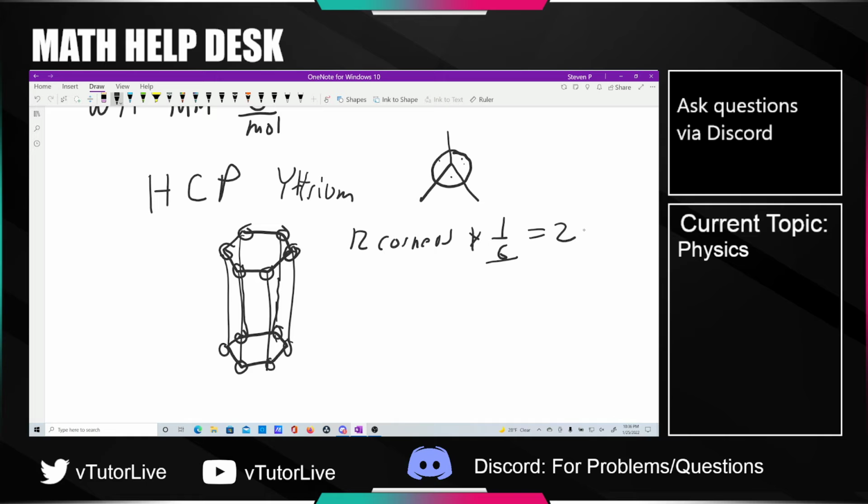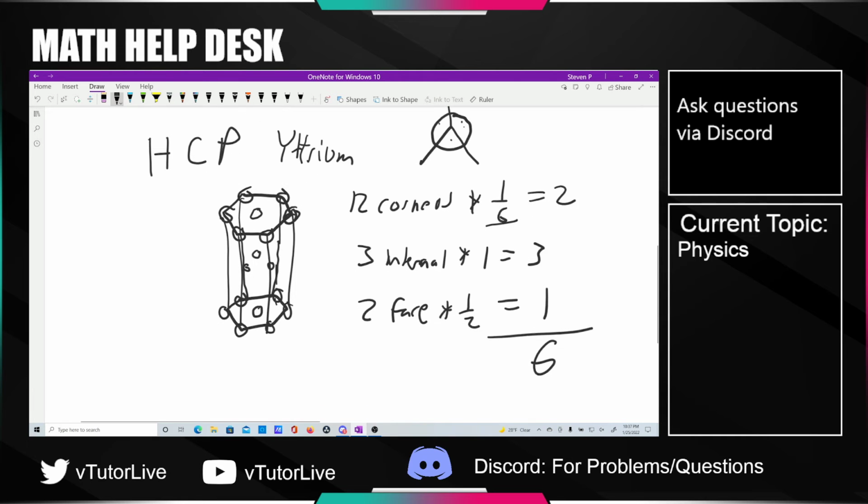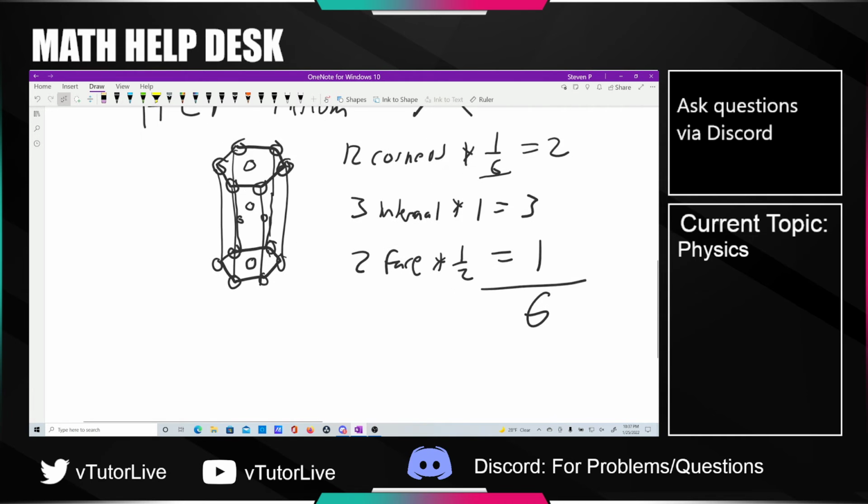So this contributes 2, I think. That's basically the ABC arrangement that I was telling you about. And then I think there's 2 on the face, and then 3 completely on the internal. Completely contained inside means you just multiply by 1, so that's a contribution of 3. And then 2 on the face, each multiplied by half, so that's another contribution of 1. So I think the total is 6.